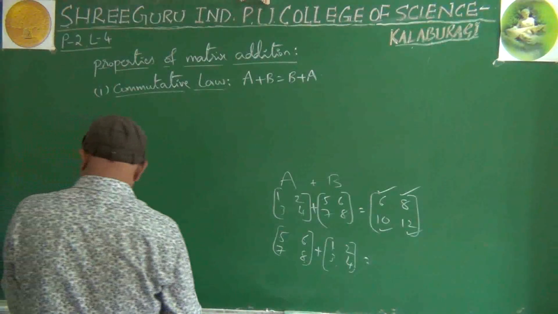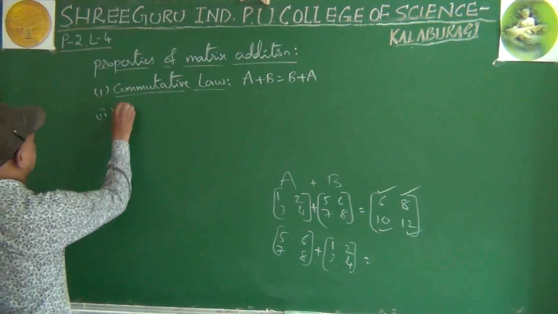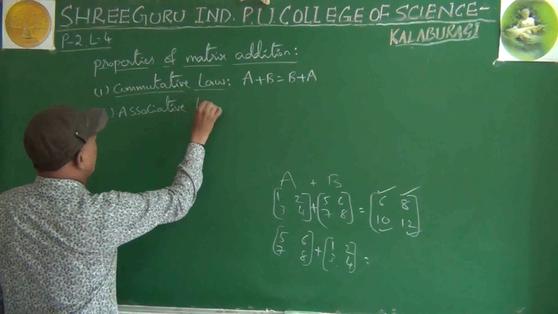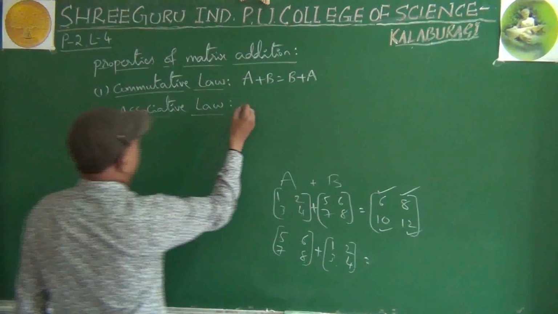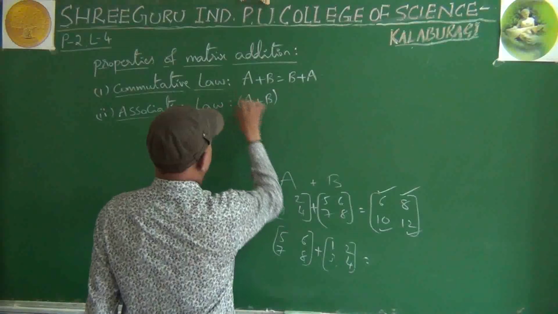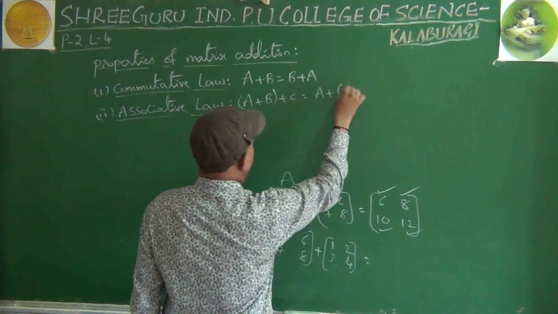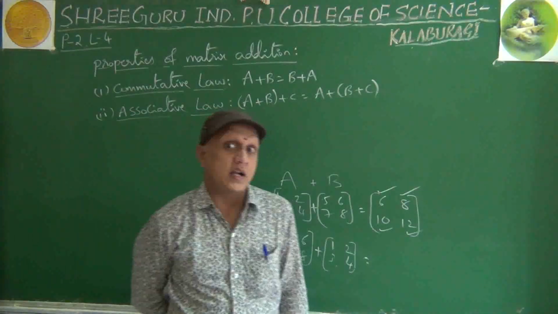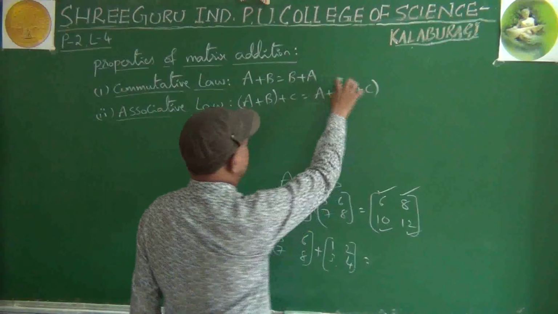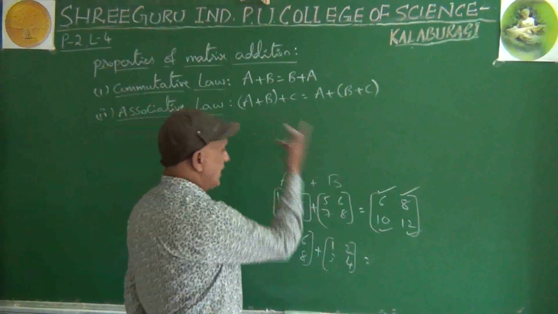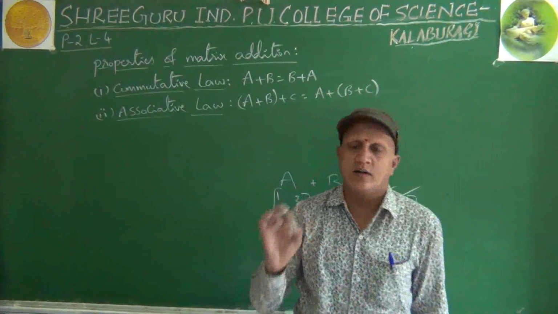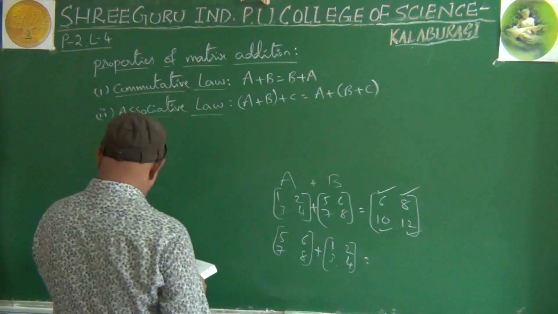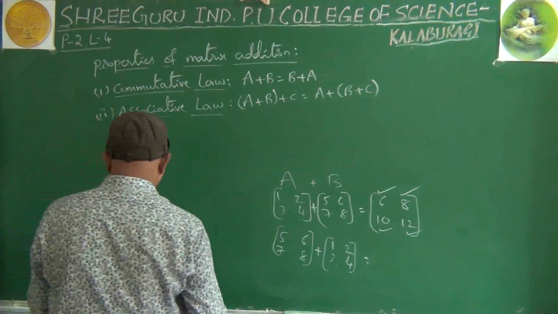Next property, the associative law. Proof is not necessary for these things. In the textbook they gave it, but it is not necessary. Associative law: A plus B plus C equals A plus B plus C, where A, B, C are same order matrices. Remember, addition and subtraction need the matrices to be the same order. Then only addition and subtraction is possible. Clear? Associative law over.